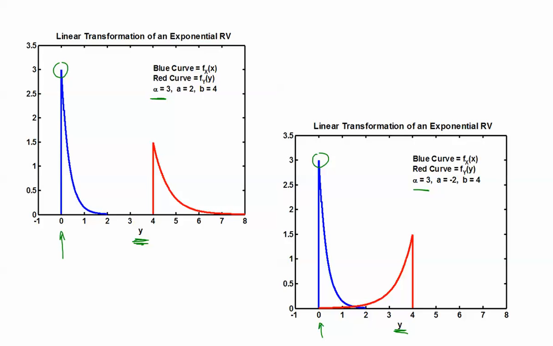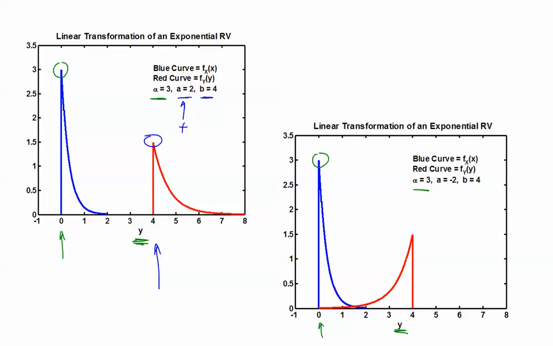So if the parameters for my example are that A is 2 and my offset is 4 for B, and in this case A is positive, then what we find is that my transformed random variable probability density function is shifted up to 4. The peak is divided by 2, so the peak is now down to 1.5, and it still trails off exponentially.